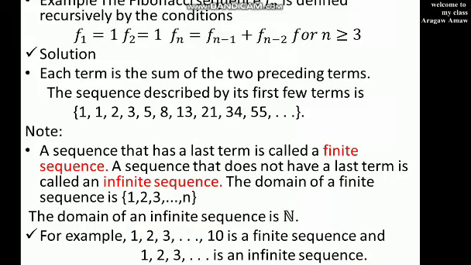For example, 1, 2, 3, and up to 10 is a finite sequence. That means one can count all the terms of the sequence. In the second case, 1, 2, 3, it continues up to infinity. It is an infinite sequence. No one can count all the elements of the sequence here.